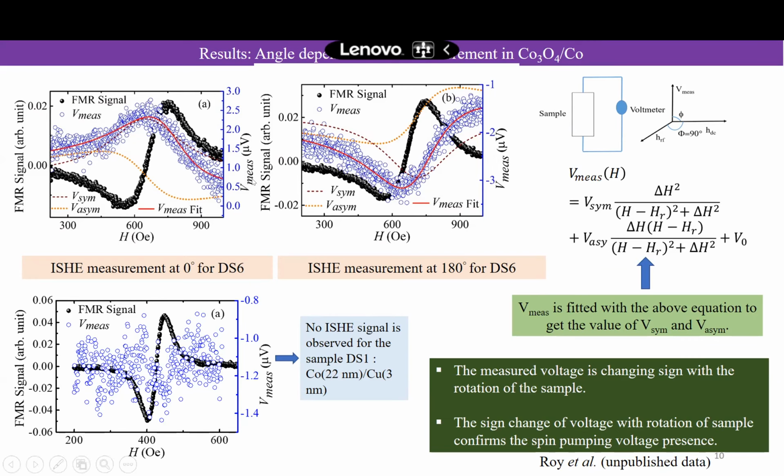But we want to decouple all the contributions. In order to do that, this measured voltage has been fitted with this equation shown here, and then we extract the V symmetric contribution and the V antisymmetric contribution. In this way, for each angle, we extract V symmetric and V antisymmetric. And in the figure below, we see that there is no voltage for the single ferromagnetic layer where there is no Co3O4 layer.